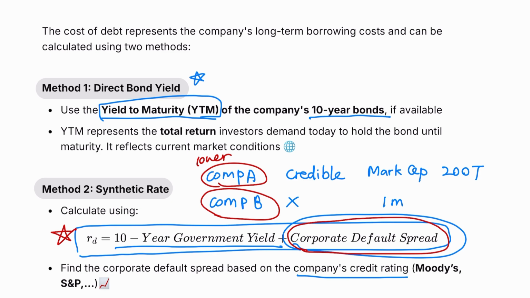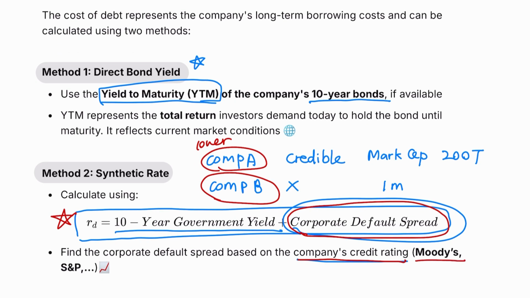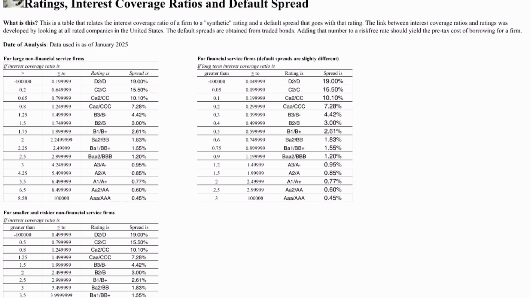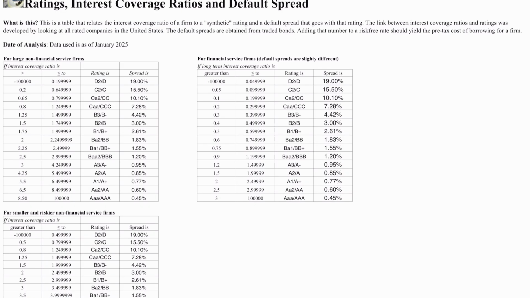So how can we find the company's credit rating? There are many credit rating agencies like Moody's and S&P. We can always find their rating online, and then we can find the corresponding corporate default spread after knowing the rating. For example, if we find that the credit rating of Intel is BBB+, we can use this website to find the corresponding spread based on this credit rating.